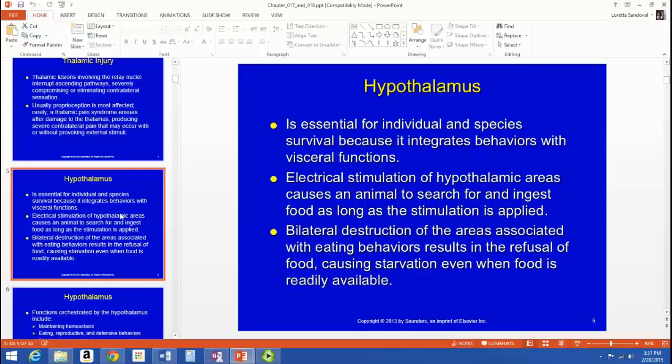So if you have destruction bilaterally of the areas that are associated with eating behaviors, the animal's going to refuse food, even to the point of starving to death, even when they could be sitting right next to a bowl of food. They're going to starve to death because they don't have that hypothalamic function that causes them to search for and ingest food. So it's a survival thing.